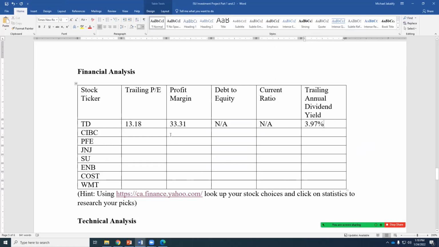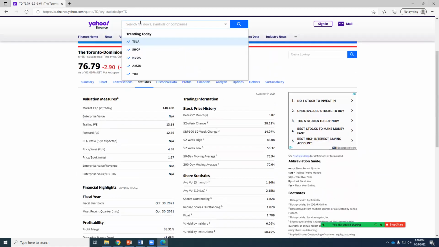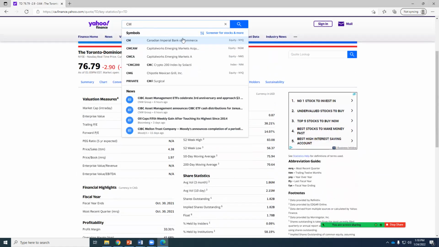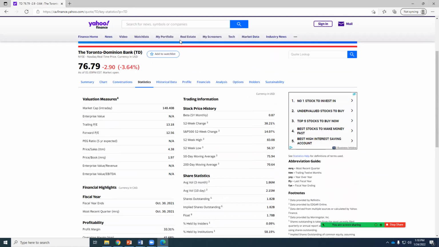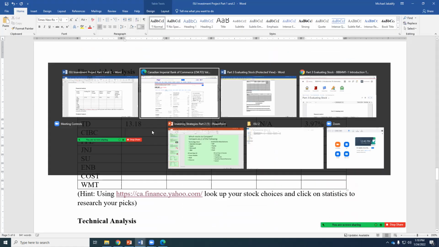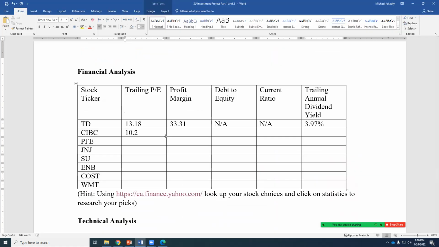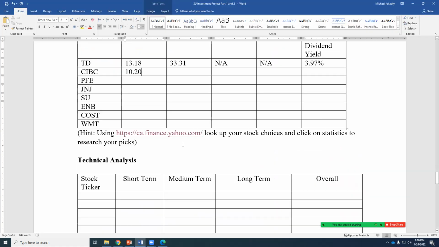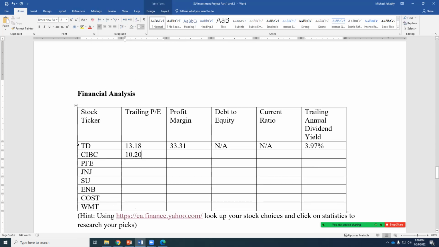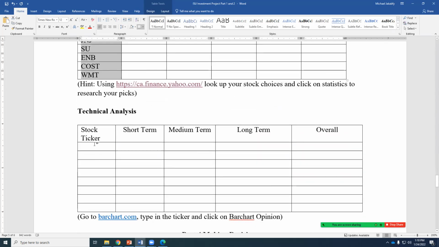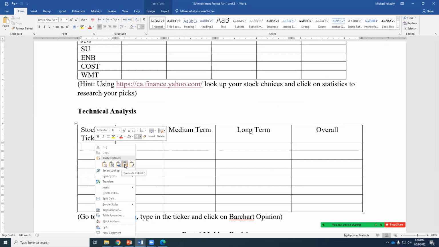Okay, and you just continue. Then the next thing I would do is type in CM, which is CIBC. I'd put .to. And then again, I'll just go through it and list my trailing PE, 10.20, and continue on with this chart and just take a look at it. After you're done that, again, what I'm going to do is copy, and I'm going to paste, okay?